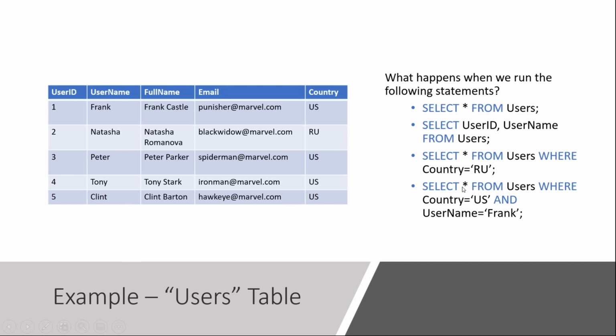Or let's try one more. If we select everything from users where the country is the US and username equals Frank, well, the US will pull down all of these, right, except Natasha. And then we also set the condition of Frank, so it's only going to pull down this first column here.